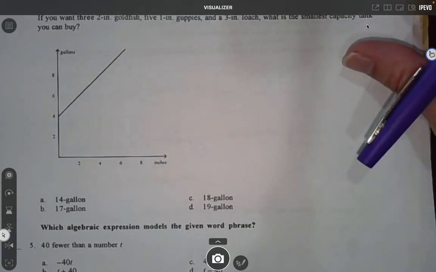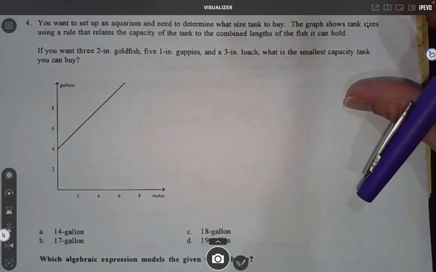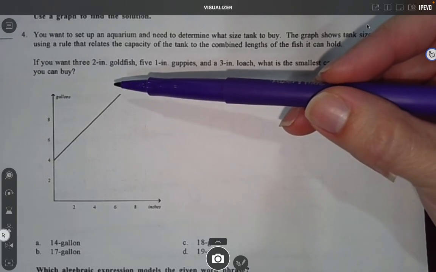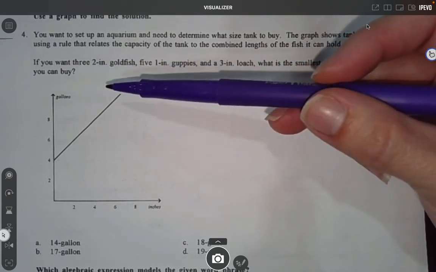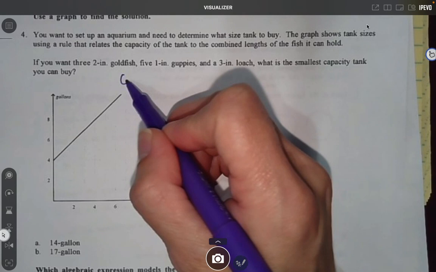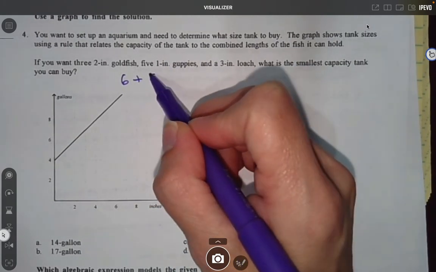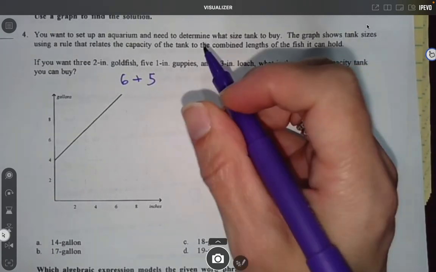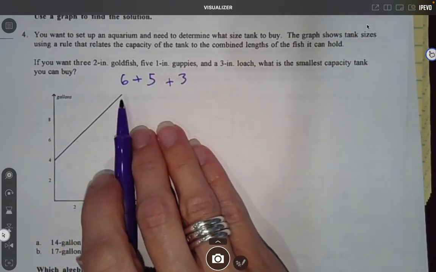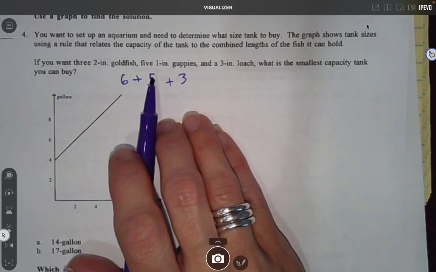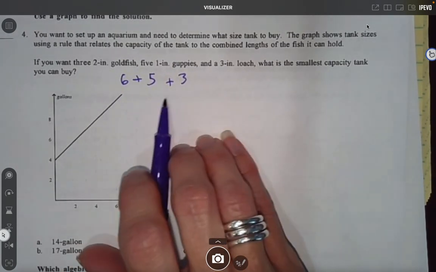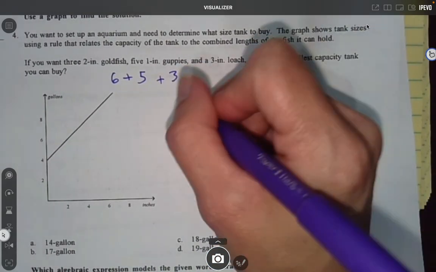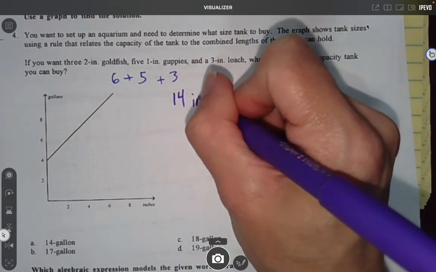So it tells us to measure these fish. We've done this so many times, it feels like. So we've got 3 2-inch fish. How much is that measurement? 3 times 2, 6. I have 5 1-inch fish, so that's 5. And then another fish, a 3-inch, so plus that. So that's all the measurements: 6 inches for goldfish, 5 inches for guppies, and a 3-inch. So what's 6 plus 5 plus 3? 14. So I've got 14 inches in fish.